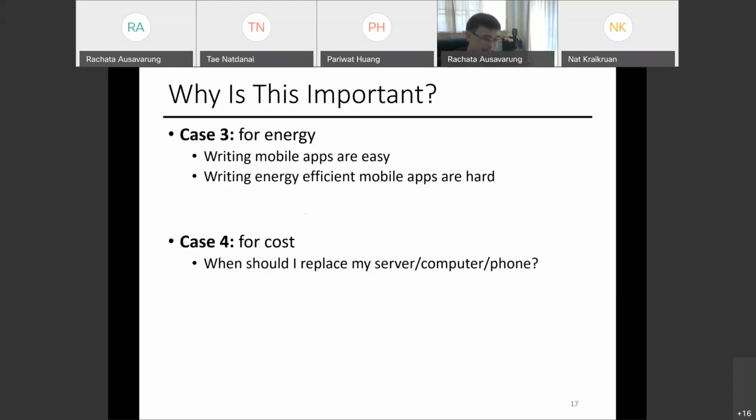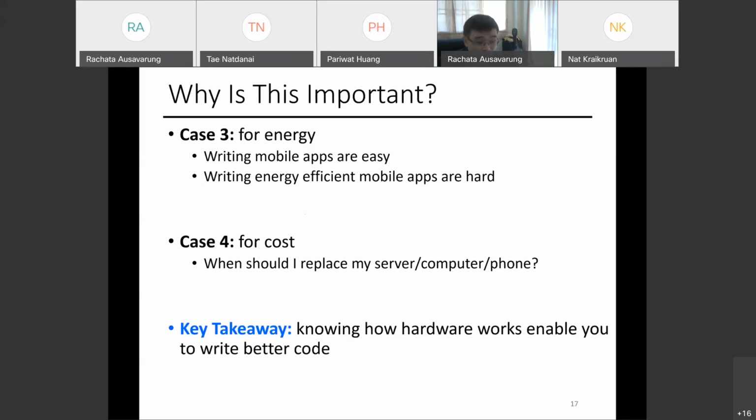For cost, obviously you want to be as cheap as possible. Why should I replace my desktop all the time if I can design a better CPU? This is like the core of what we do. We design better chips. We design larger memory. That's actually the reason behind the fact that you get to use 16 gigabytes of memory versus 8 gigabytes, because of the advance in computer architecture. So the key takeaway is even though you're not planning to work in hardware or build chips, right? Knowing this would make you write better code.